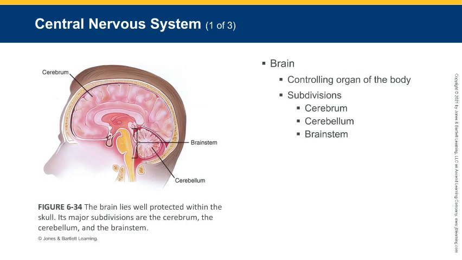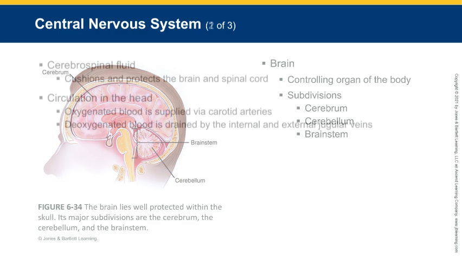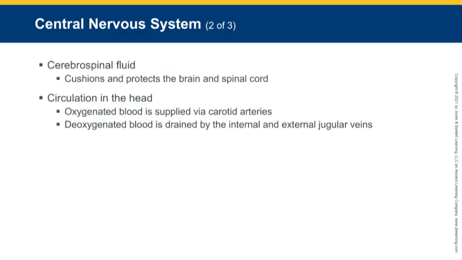The central nervous system, CNS, is composed of the brain and spinal cord. The brain is the control center of the body, responsible for processing sensory information, regulating bodily functions, and enabling thought, memory, and emotion. Cerebrospinal fluid cushions and protects the brain and spinal cord.